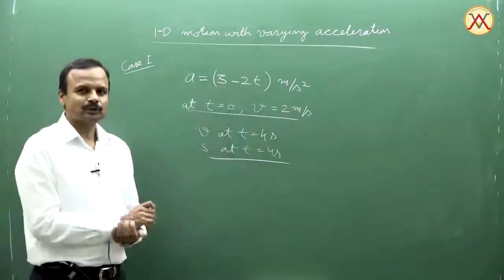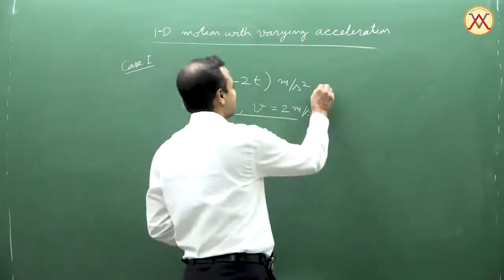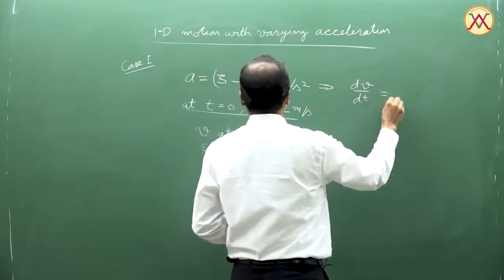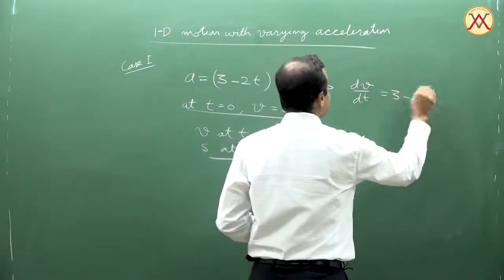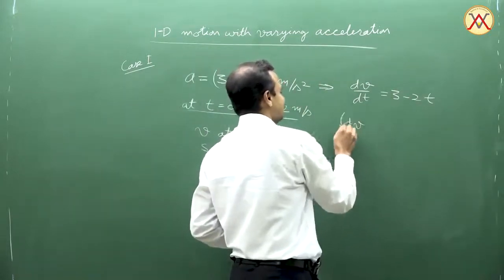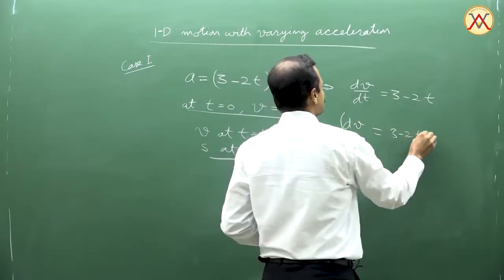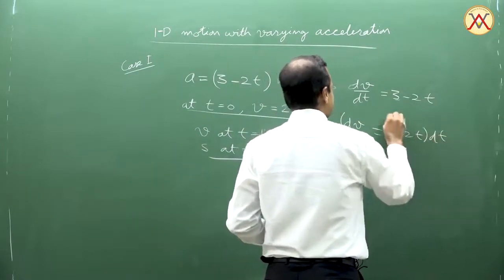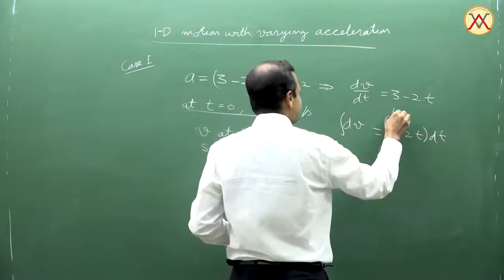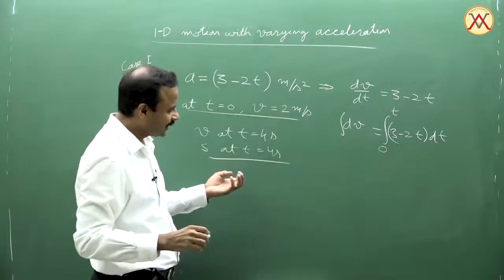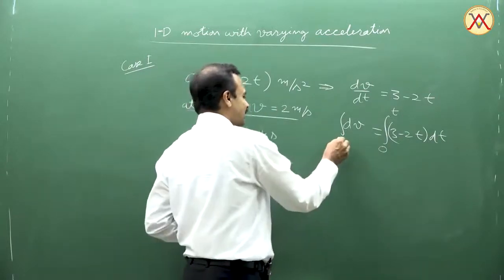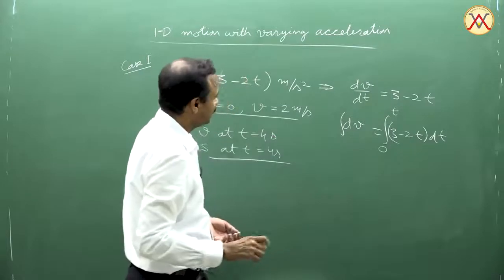See, if acceleration is given to us as a function of time, what we can do is write acceleration as dv by dt. So this is 3 minus 2t, and then we can integrate this. Integral of dv will be integral of 3 minus 2t dt, with limits for time 0 to, let us say, t. We have to find velocity at 4 seconds, but let's solve this for a general time t so that we can find velocity as a function of time.